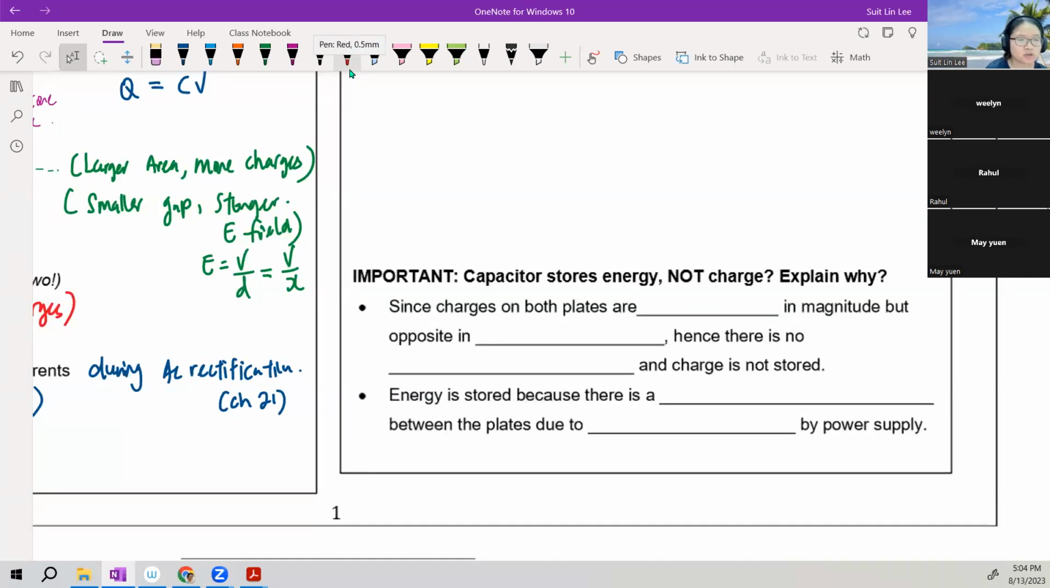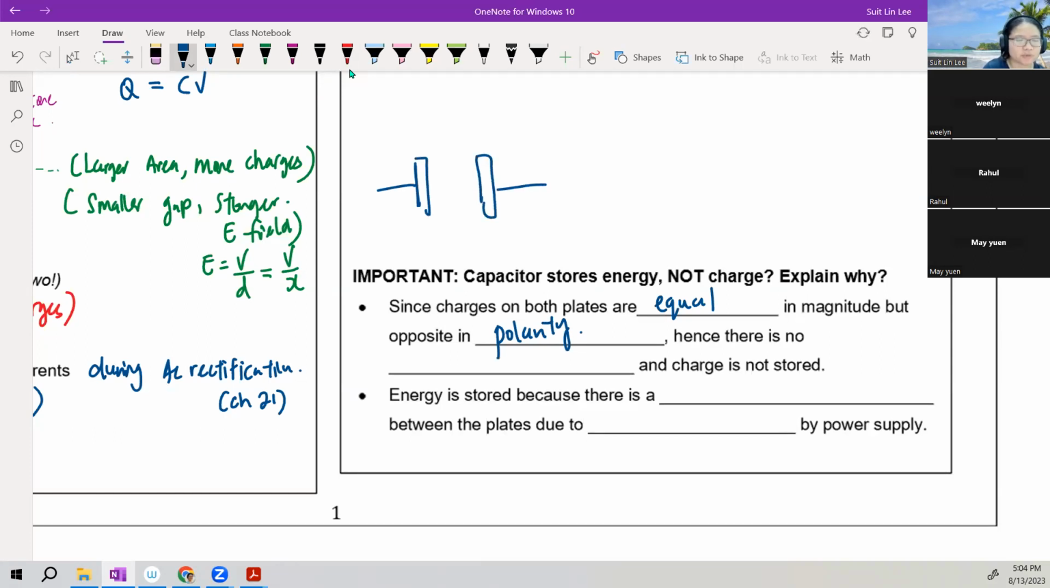Okay. So we know that the charges on both plates are equal in magnitude, but opposite in polarity. So let's say this is my plate. One plate, I'm going to draw 2D, okay? One plate will be maybe positive Q. The other plate will be negative Q. So hence, there is no net charge. Charge is not stored, okay? But energy is stored because there is a charge separation.